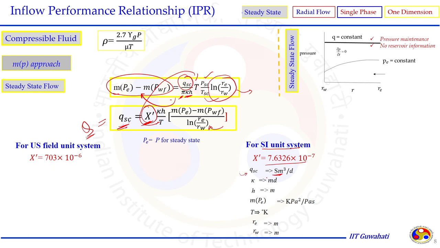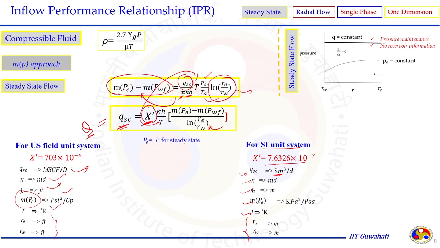Q_sc is defined as standard meter cube per day, k is in millidarcy, height is in meter, pressure is in kilopascal square per pascal second, the temperature is in Kelvin, and the radius is in meter. While in the US field unit system, for the compressible fluid, the flow rate is MSCF per day, permeability is similarly millidarcy, h is now in feet, pressure is in psi square per centipoise, and T is in degree Rankine, and the radius is in feet.